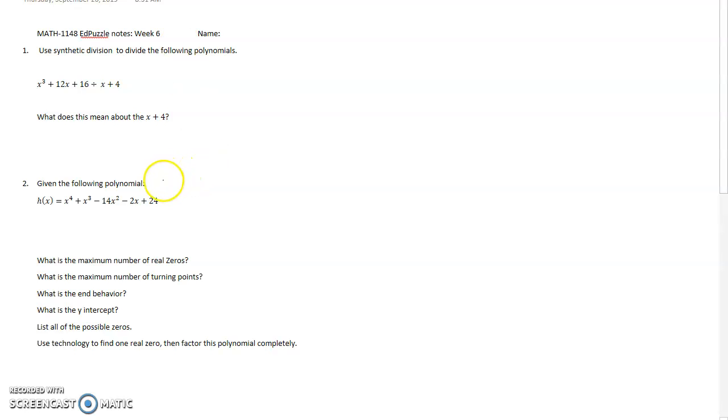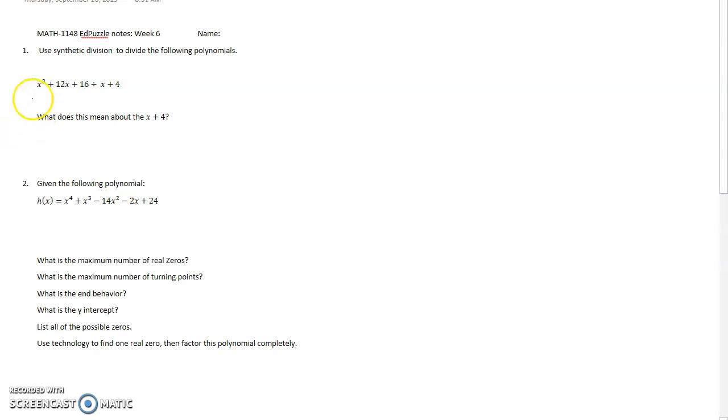Okay, so in this video, we're going to be taking a look at a technique called synthetic division, and then we're going to go through an example of how we use synthetic division to help us graph polynomials. So, use synthetic division to divide the following polynomials.